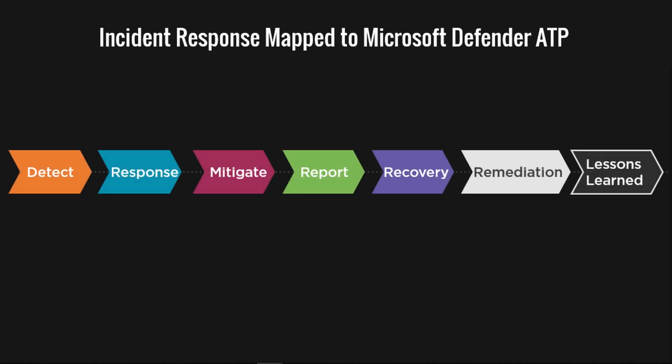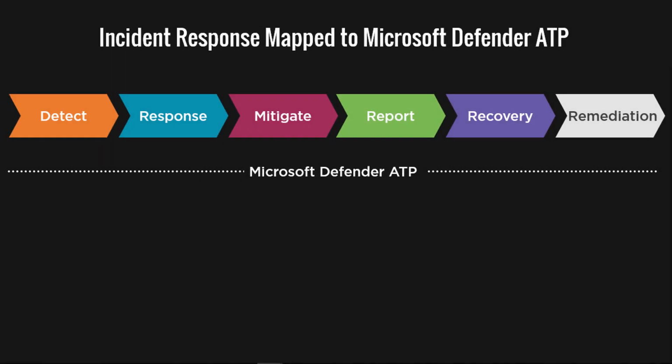Now, effective incident response management is handled in several steps or phases. You have detect, response, mitigate, report, recovery, remediation, and lessons learned phase, which feeds back to the detect phase again to improve your detection and response. Let's now see how Microsoft Defender ATP features are mapped to different phases of your incident response management.